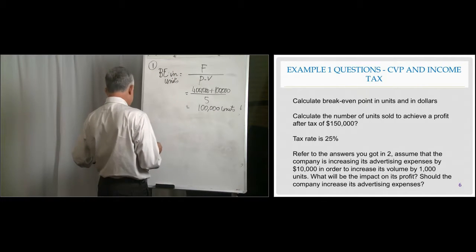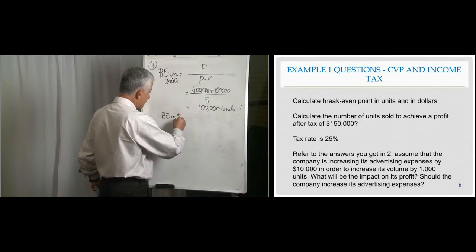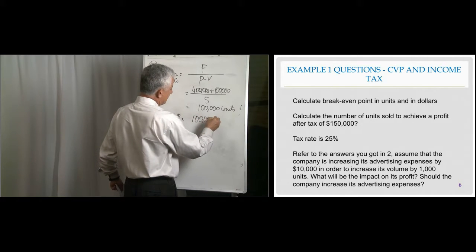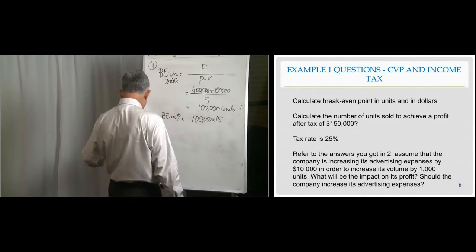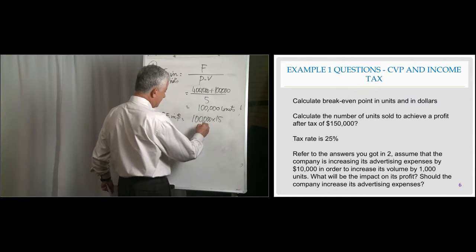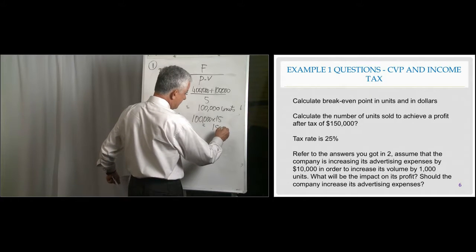Okay. Now, what is the break-even in dollars? Break-even in dollars is 100,000 times 15. Another formula for break-even in dollars is, how much is this? It is 1,500,000.